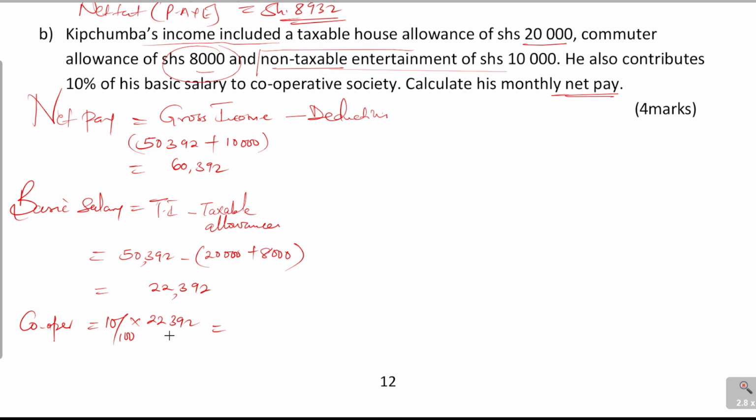And this will give 2,000. This will give 2,229. 2,239 and 20 cents. So that is the amount that he contributes to the cooperative society.